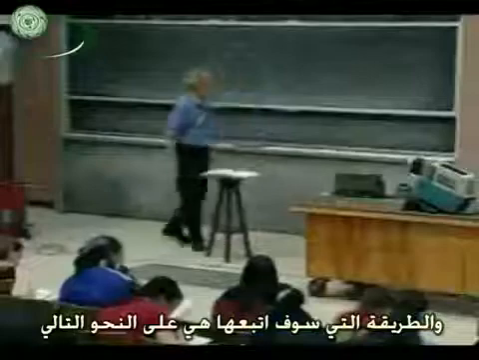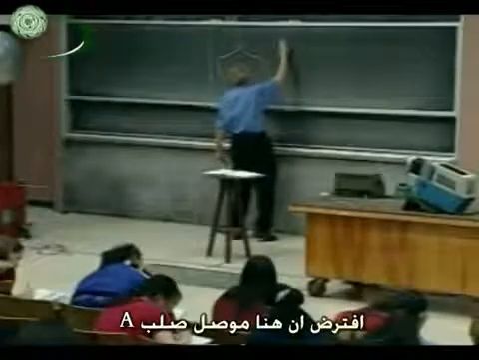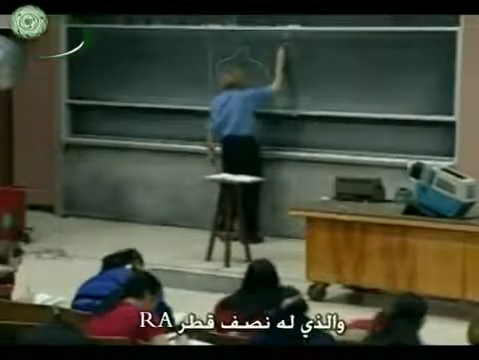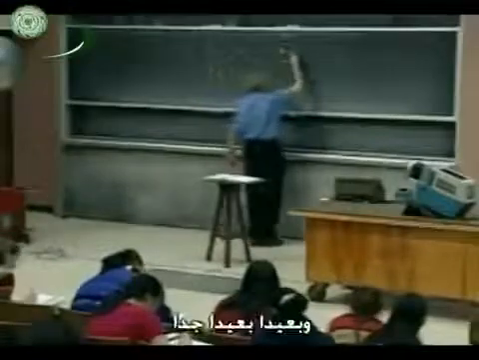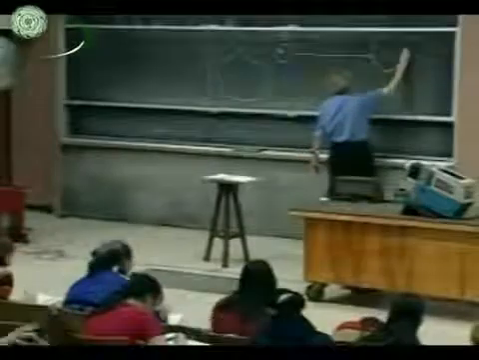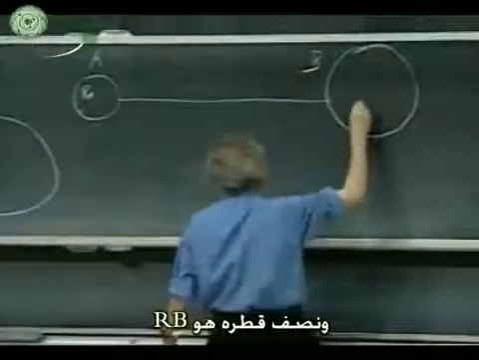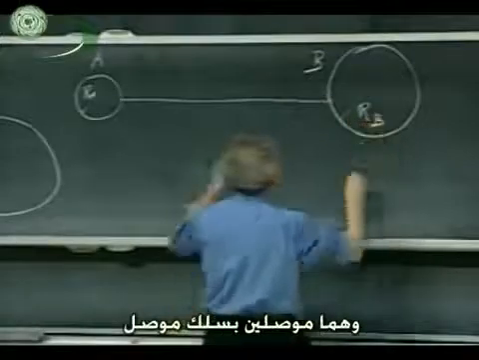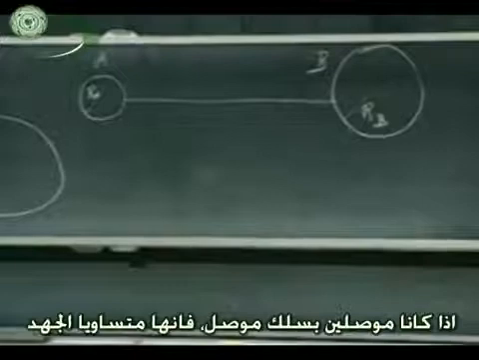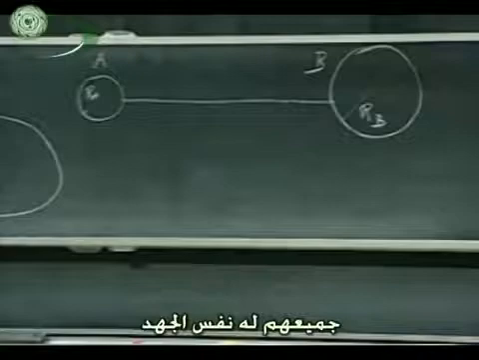And the way I want to approach that is as follows. Suppose I have here a solid conductor A, which has radius r_A, and very, very far away, maybe tens of meters away, I have a solid conductor B with radius r_B, and they are connected through a conducting wire. That's essential. If they are connected through a conducting wire, then it's equipotential. They all have the same potential.